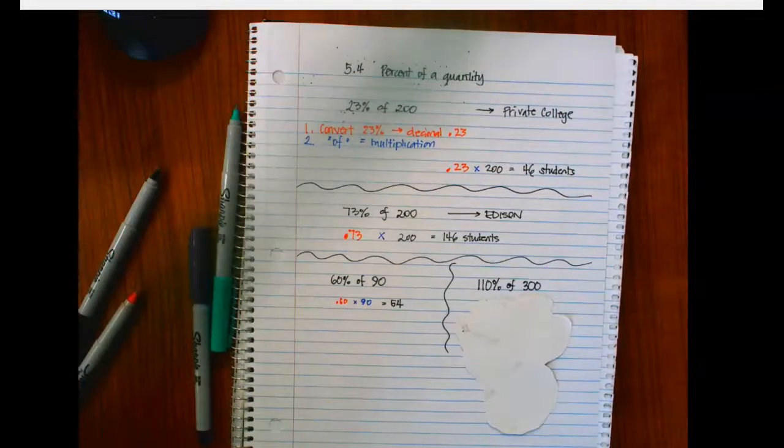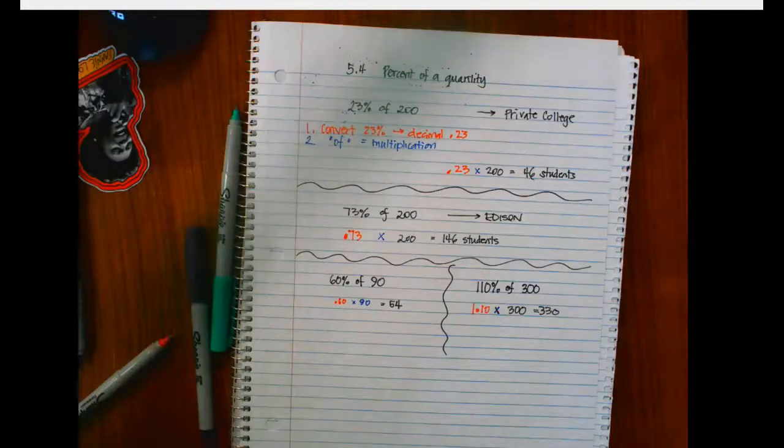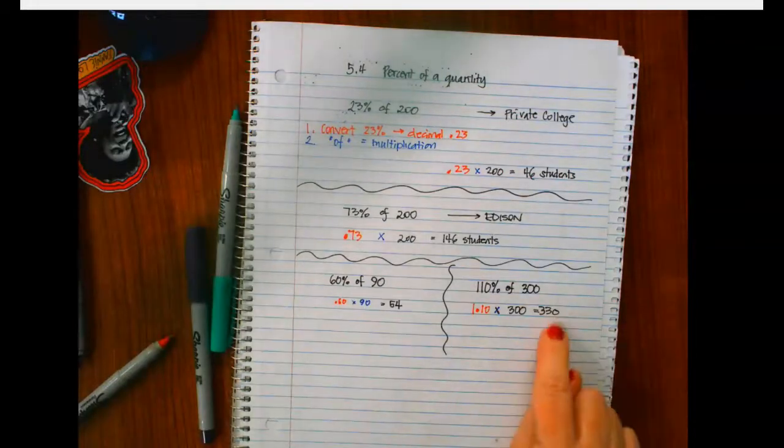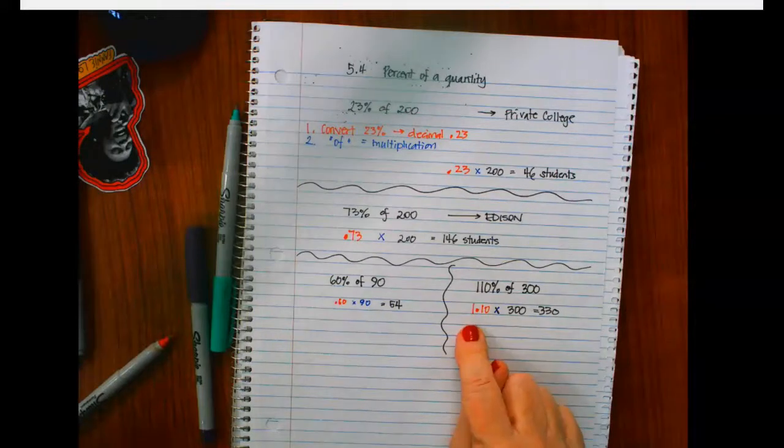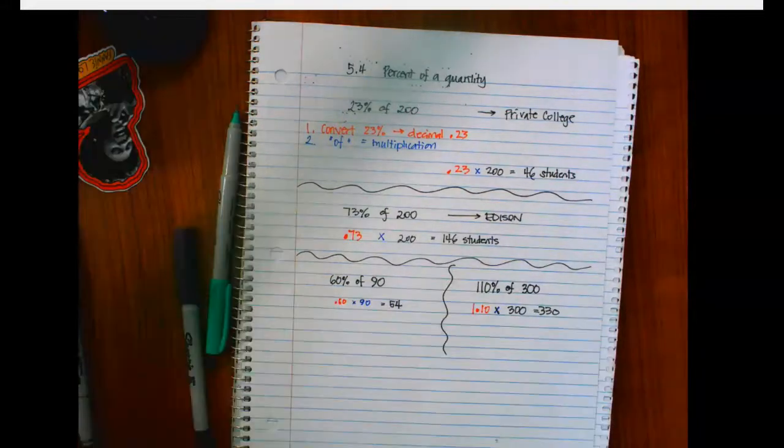Another example is 110% of 300. I'd encourage you to pause the video here, see how you set it up, and then check back with the work that's done here. And hopefully the logic, why it's a little bit bigger, makes sense because the number that we're multiplying it by is over one whole. We'll now proceed with the rest of the lesson.